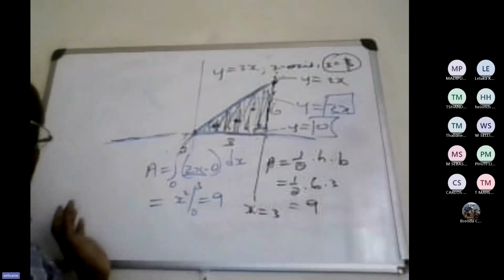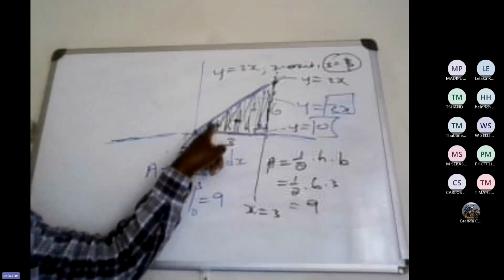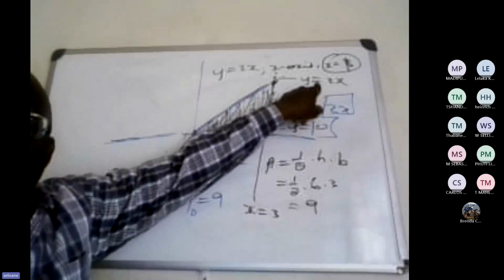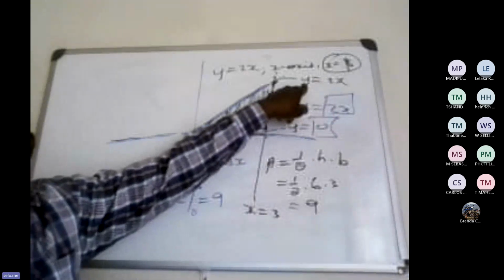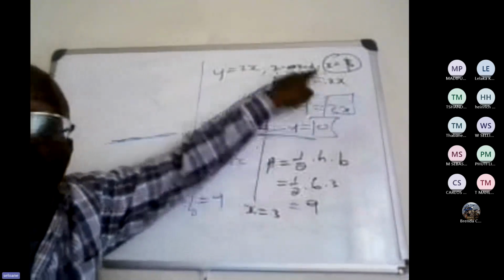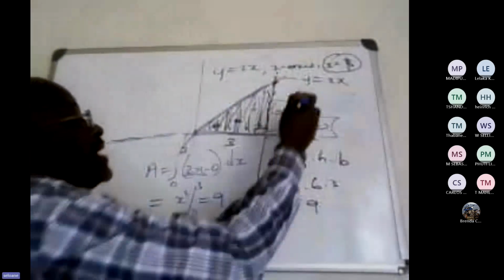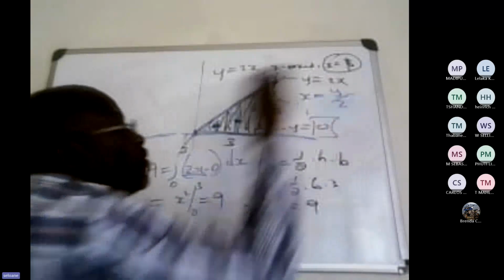But what about the left side? You will be stopped by this. Meaning you must now come here, make x the subject of the formula. It will now be x equal to y over 2. Then we are going to write this as x equal to how much? That is y over 2.